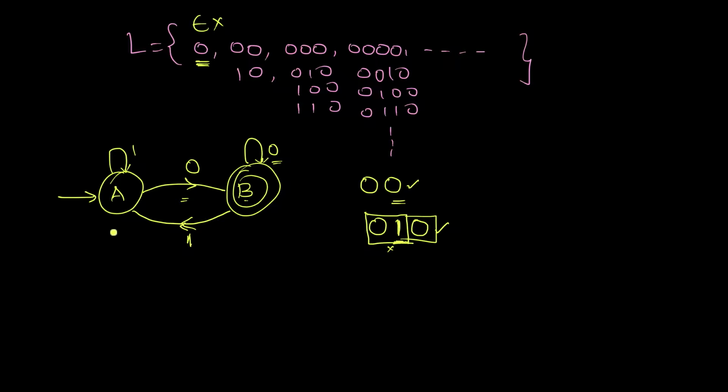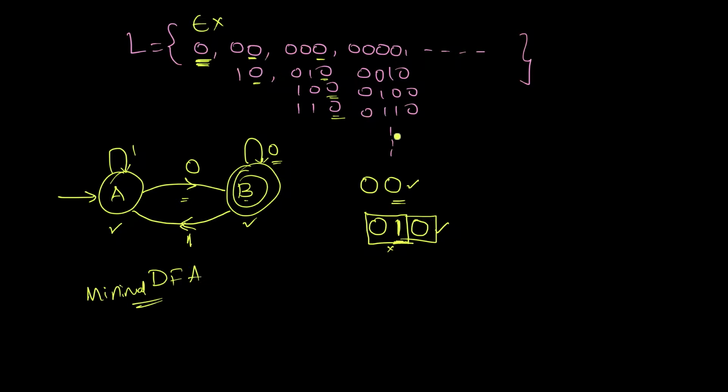So A is complete, it has transitions over 0 and 1, and B is also complete, it has transitions over 0 and 1. So this is our DFA. Is this the minimal DFA? Yes, we cannot reduce the number of states below 2, so this is our minimal DFA also. We drew this DFA keeping in mind that every string is ending with 0, right?